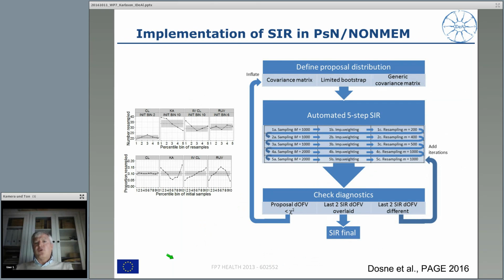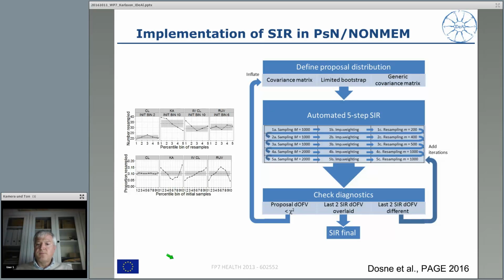However, we don't always have a covariance matrix to start our proposal distribution with. If that is not successful, sometimes we do a limited bootstrap. Or we can just start with a generic covariance matrix, which we typically set at 50% relative standard error. It's better to err on the right side than on the too narrow. We then have implemented a five-step procedure, even if three is typically sufficient. If you have a generic or a limited bootstrap, it might require some more.